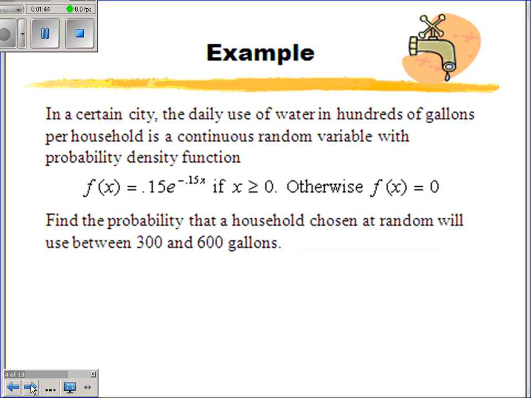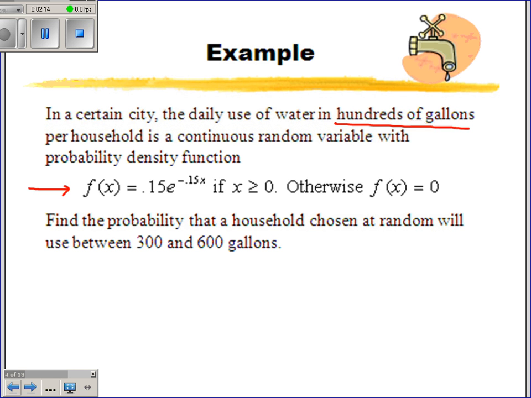Okay, so in this example, in a certain city, the daily use of water in hundreds of gallons is a continuous random variable with a probability density function given by this function here. Now, if it's not here, the probability is going to be 0. So if x isn't positive, the function has a value of 0 for all negative x's. Find the probability that a household chosen at random will use between 300 and 600 gallons.